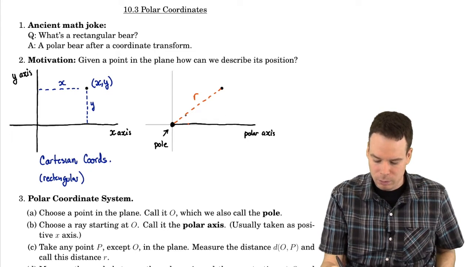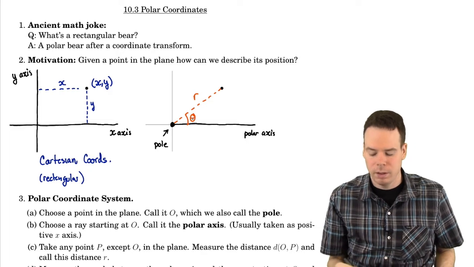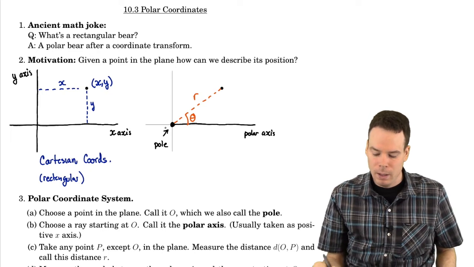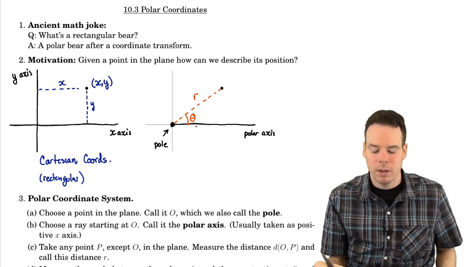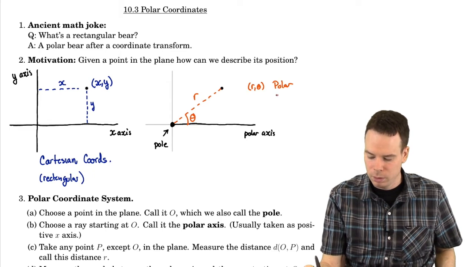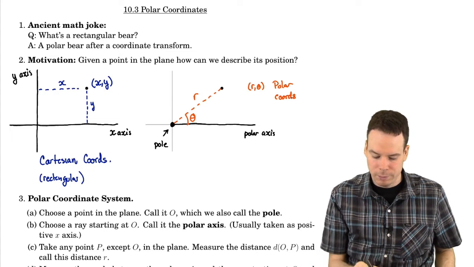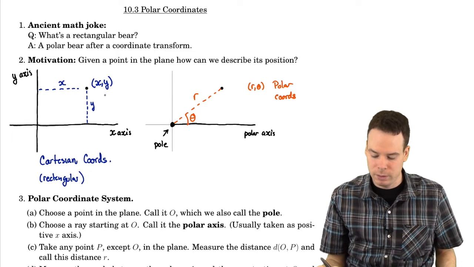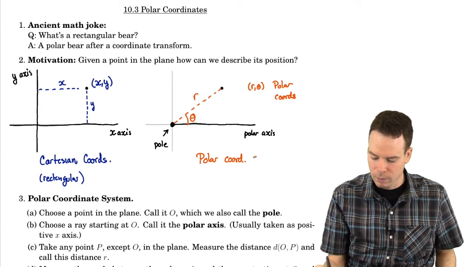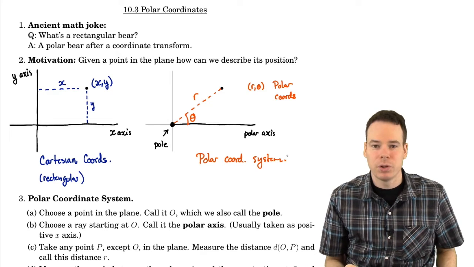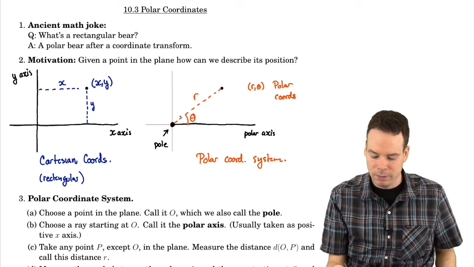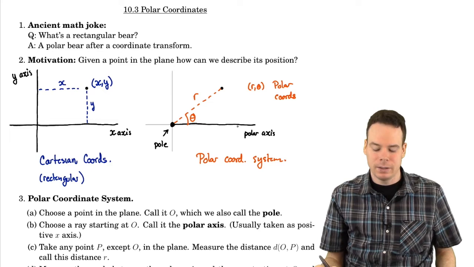And to do that, we can use an angle theta. The angle theta is measured from the polar axis to the line that connects the point we're interested in to the pole. And r, theta in this case would be the polar coordinates of the point. r, theta are the polar coordinates, as opposed to x, y, which are the Cartesian coordinates. So this is the polar coordinate system. In the polar coordinate system, we're measuring the position of a point in terms of its distance to the pole and the angle that that line segment makes with the polar axis.